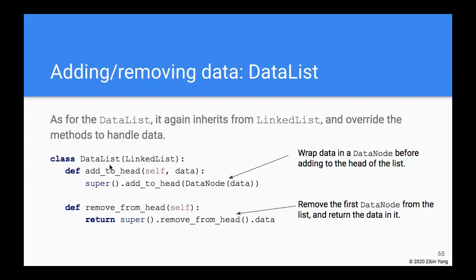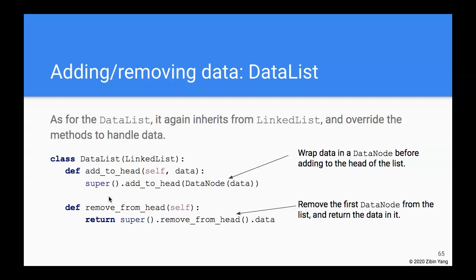So here is the data list inheriting from linked list, and we would override the two methods that the linked list has. The first one is add to head, but instead of adding a node to head, we will now add some data to head. And we would use the linked list add to head to help us do the job very easily. But remember, linked list add to head adds a node to the head. So we have to wrap the data in the data node and then ask the linked list to add that data node to the head.